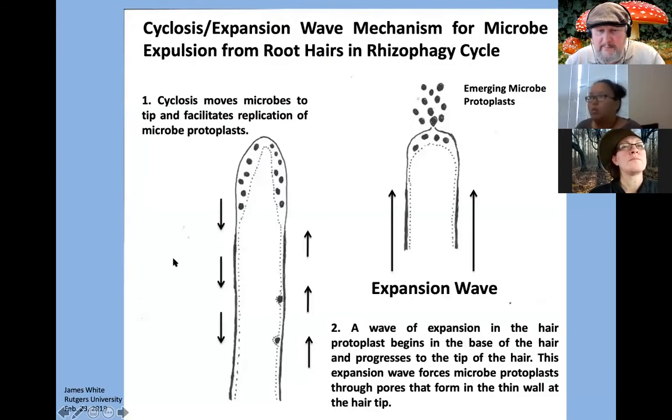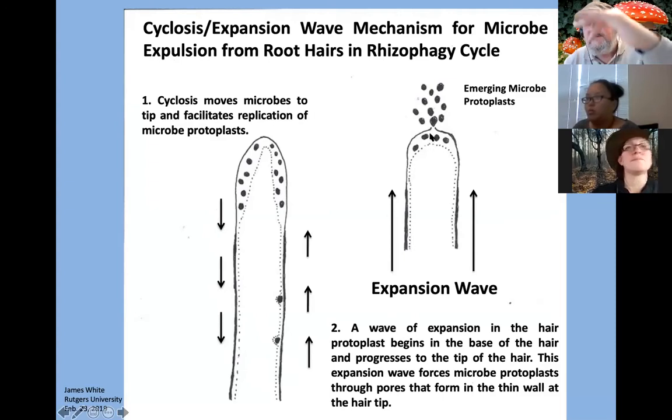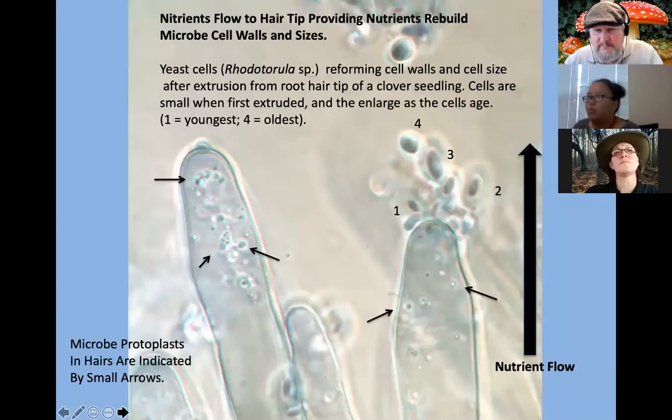Okay, this is just a diagram that shows that. We call that the cyclosis expansion wave mechanism for microbe expulsion from root hairs. It involves the cyclosis, moving those microbes around, accumulating at the tip. And then there's an expansion wave, a growth spurt that happens. These microbes are secreting ethylene, and that causes this growth spurt. And then you have this expansion that squeezes those microbes out.